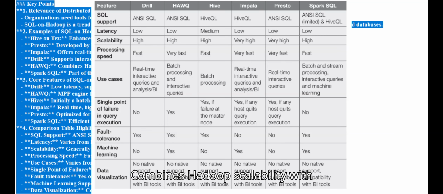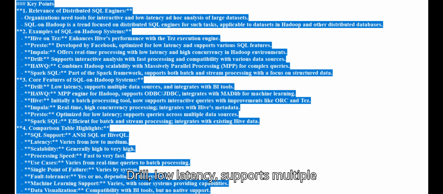HAWQ combines Hadoop scalability with massively parallel processing, MPP, for complex queries. Spark SQL, part of the Spark framework, supports both batch and stream processing with a focus on structured data. 3. Core features of SQL on Hadoop systems. Drill, low latency, supports multiple data sources and integrates with BI tools.